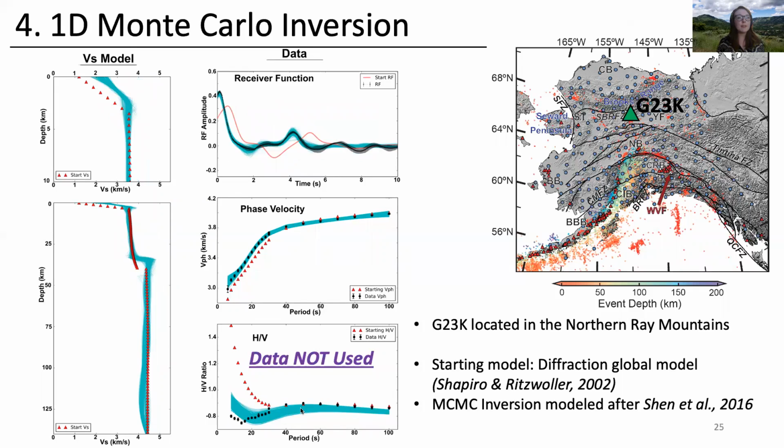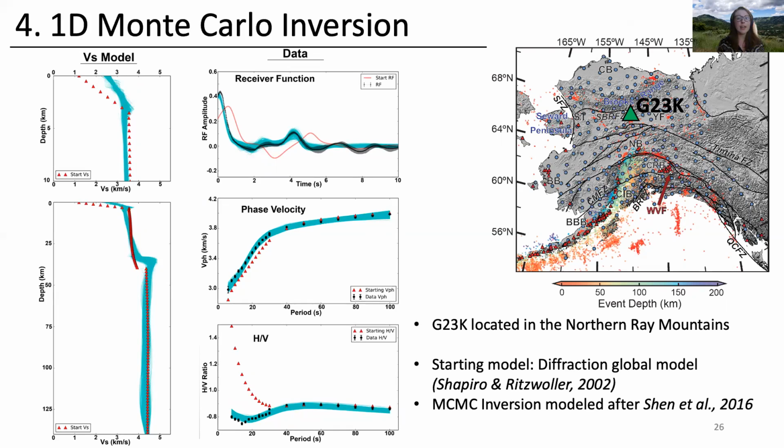If we include the receiver function and phase velocity data together to calculate misfit, we obtain a much tighter posterior distribution of models, but we are still not fitting the HRV data. Additionally, this appears a hair slow near the surface, which is unexpected for station G23K in the Northern Ray Mountains. This, in conjunction with the broader posterior near the surface, suggests we lack sensitivity without incorporating the HRV ratio data.